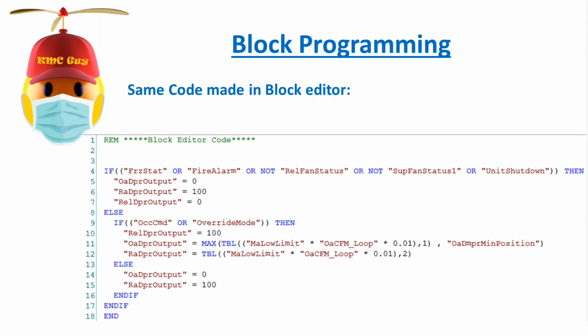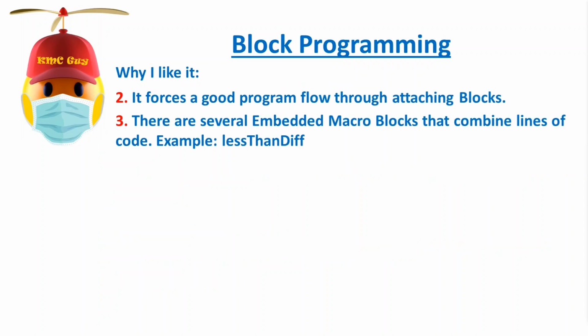Here's that same code written in a block editor. Notice how easy it is to read this. You can verify that you have the correct objects, and you can actually understand what the program does, even though you didn't write it. It also forces a good programming flow through attaching blocks. Nested ifs are quite easy to do in this, where it may not be so obvious when you're doing it in line code. There are also several embedded macro blocks that combine lines of code.